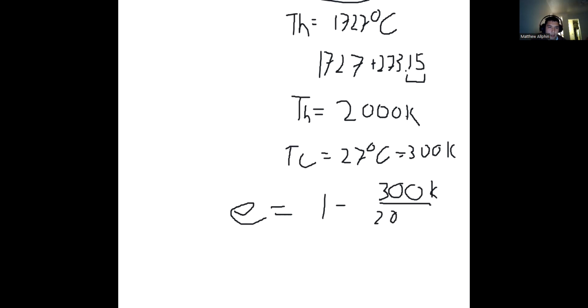2000 Kelvin. So 1 minus 300 over 2000 is going to give me an answer of 0.85 efficiency, which is a pretty high efficiency. 0.85. Or you could say that my engine is 85% efficient.